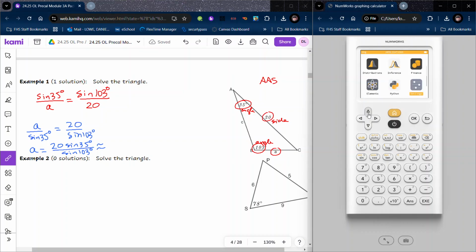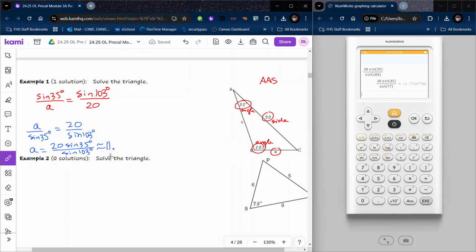All right, then I can go ahead and come back to my calculation, and I'm going to have 20 times the sine of 35, and I'm going to close the parentheses, divided by the sine of 103, and that tells me that side length A is approximately 11.8 units.